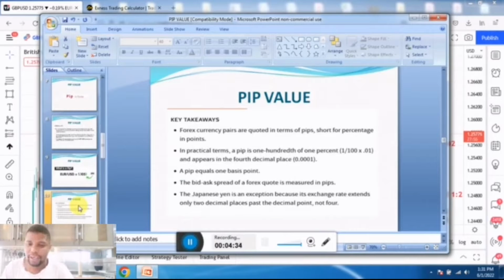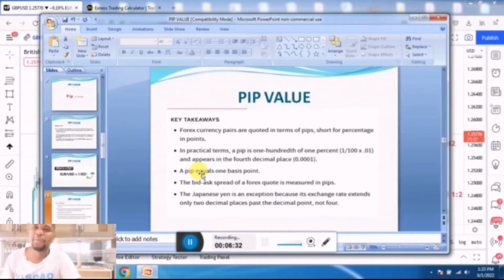Forex currency pairs are quoted in terms of pips, short for percentage in points. So in practical terms, a pip is 1/100 of 1%. We just said that. We often hear about basis points most of the time when they talk about interest rates on the news. A PIP is not an interest rate, but it is some sort of an example of the last decimal number that we hear when they talk about basis points.